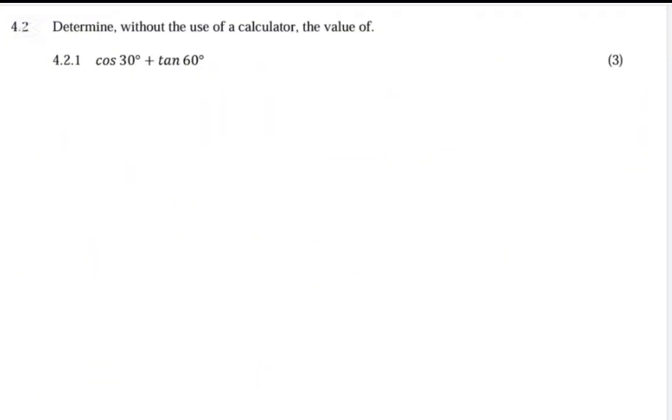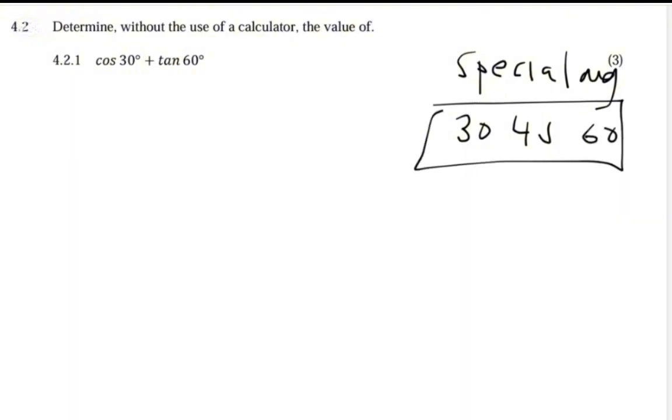So the next one, they say determine without the use of a calculator, guys. Here they say that we must not use a calculator to find the value of cos 30 plus tan 30. If you remember very well, 30 is what we call a special angle. The special angles are 30, 45, and 60. These are called special because these are the only angles in trigonometry that we are allowed to use without a calculator.